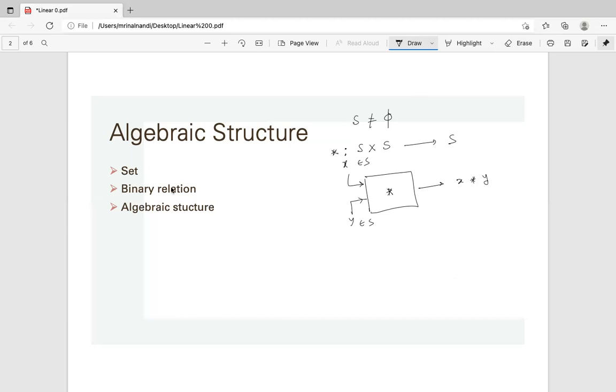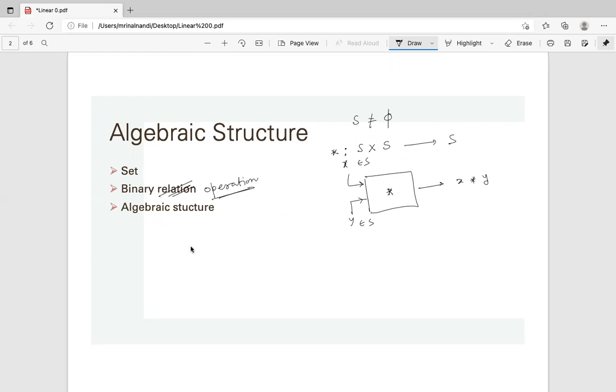Sorry, not binary relation, it is binary operation. Printing mistake. So it's a binary operation. What is a binary operation? There are two elements X and Y, and we have the output X compose Y, maybe addition, or subtraction, or multiplication. There are several operations. Any function from S cross S to S is a binary operation.